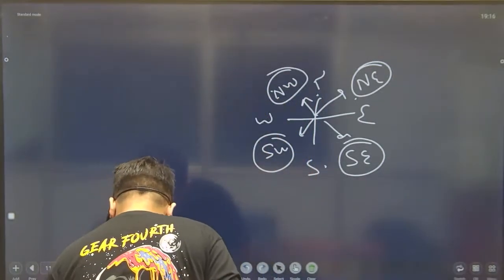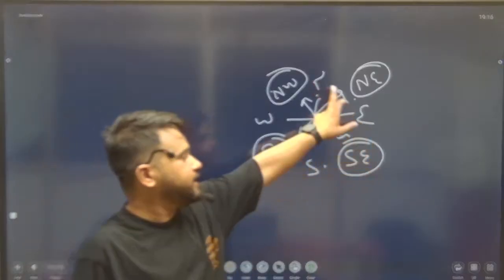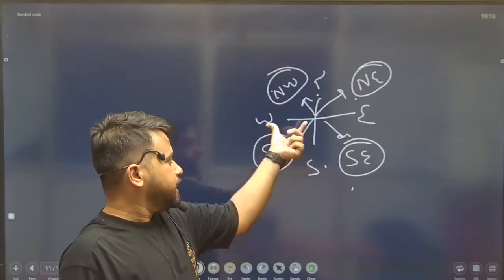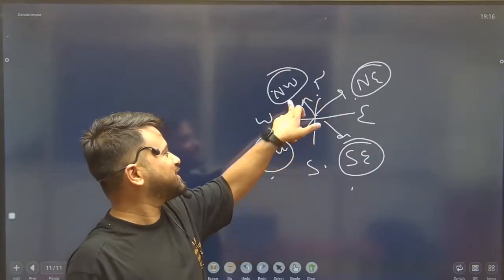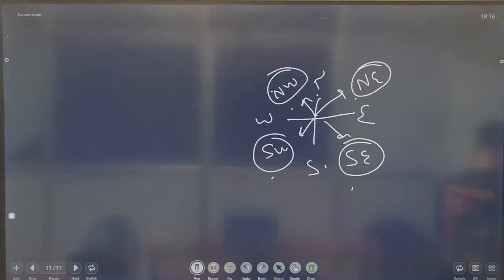Okay, hope you all are getting my point. As you can see here, in between north and east it is the northeast, in between these it's the southeast, in these two it's the southwest, and then it's the northwest direction. Getting my point, guys? Just note it down fast.